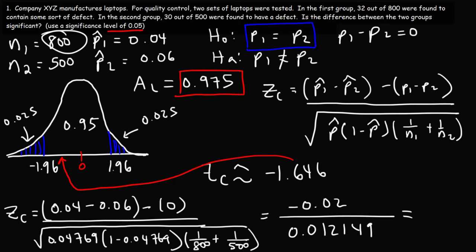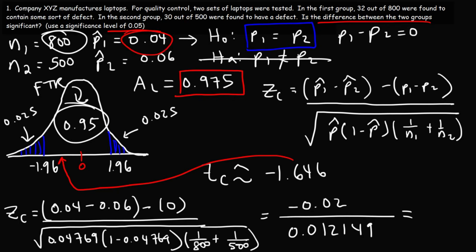So notice that it doesn't fall in the rejection region. It falls in the fail to reject region, which we can call FTR. So therefore, we can't reject the null hypothesis. So we can throw out the alternative hypothesis, which implies that the null hypothesis is true. So we can say there is not a significant difference between the proportions of the two groups. These two numbers are close enough.